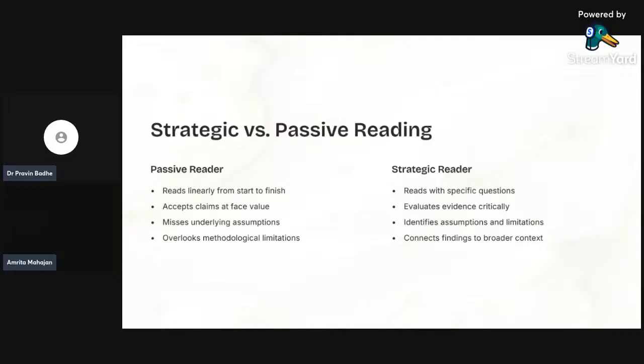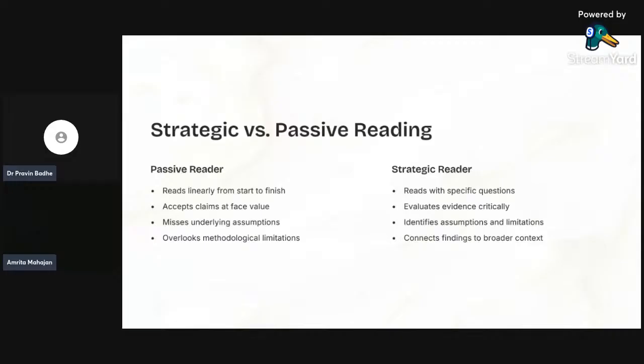Because they are not reading it thoroughly, and they just want to finish it quickly, they will miss many things which are actually important to you, regarding your research and all. And by overlooking those methodology limitations, you won't be able to find out those methods.